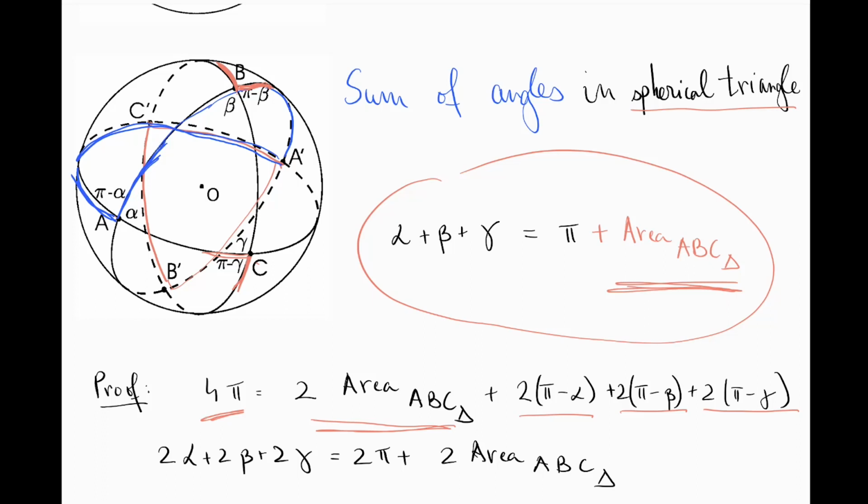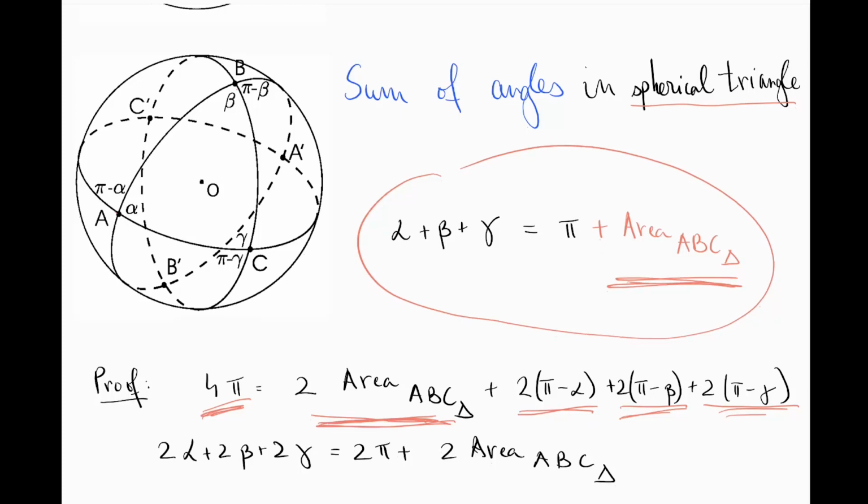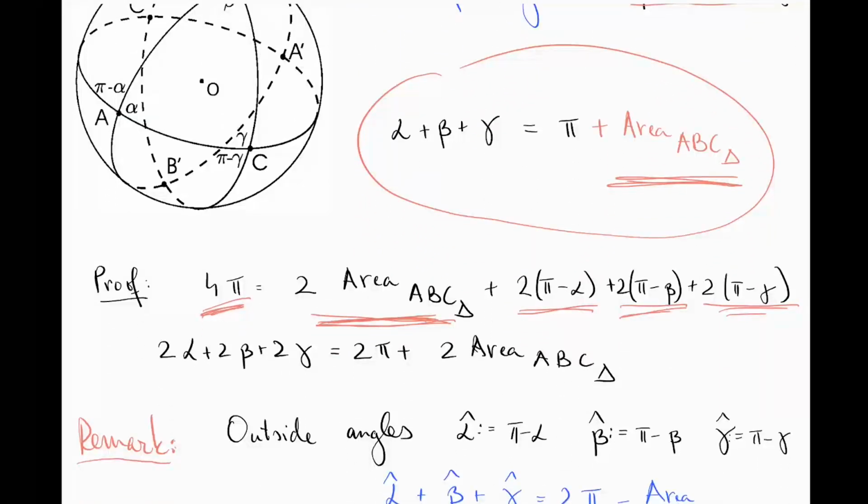So all in all, we get that 4 pi, the total area of the sphere, is equal to twice the area of our triangle ABC. So let me erase everything here. So we go back to the beginning, right? So twice the area of ABC plus one of the areas of the spherical sector, the other area of spherical sector, and the third one, right? So if you add everything up, you do a bit of algebra, right?